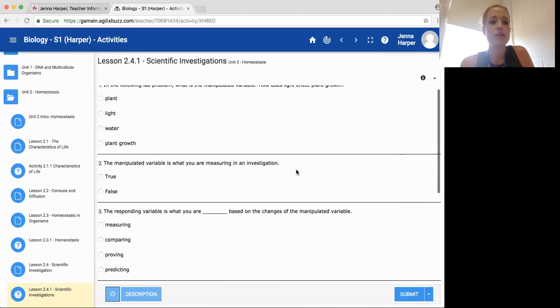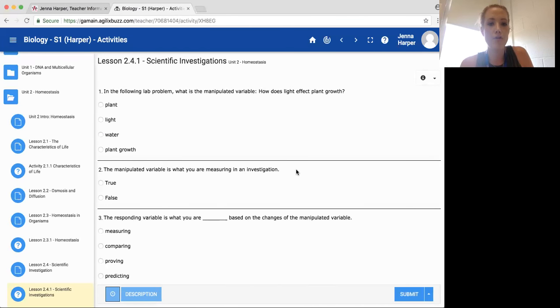Okay, so we're going to go through the first question. In the following lab problem, what is the manipulated variable? How does light affect plant growth? So when we're looking for the manipulated variable, we're looking for the variable that is going to be manipulated or changed by the experimenter. So how does light affect plant growth? So what is the thing we are changing?